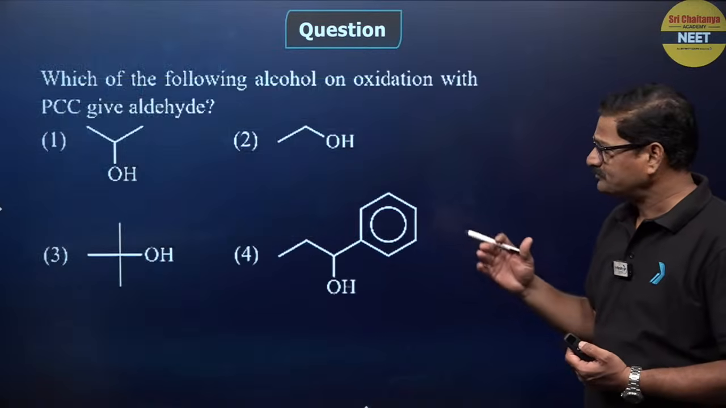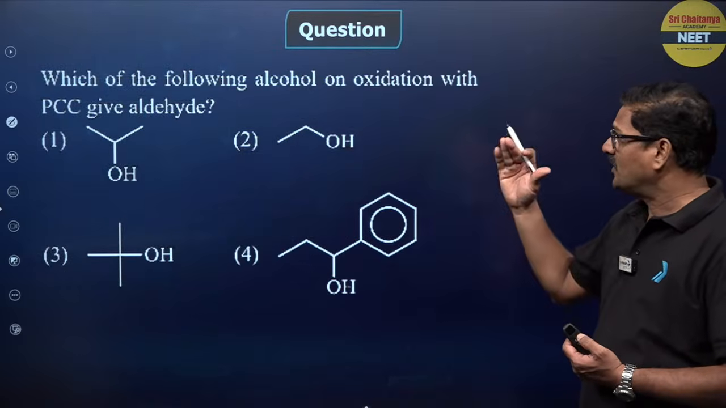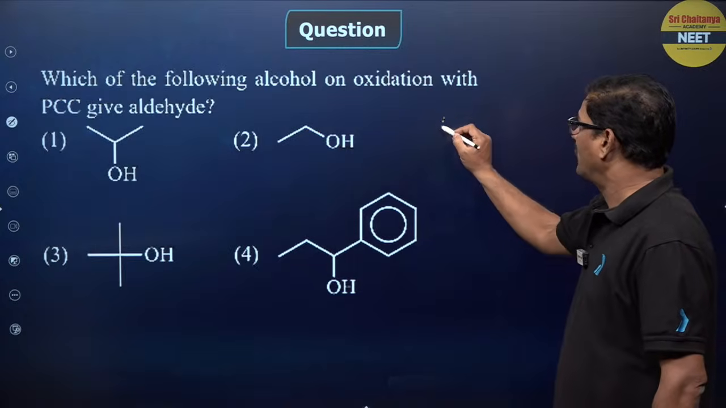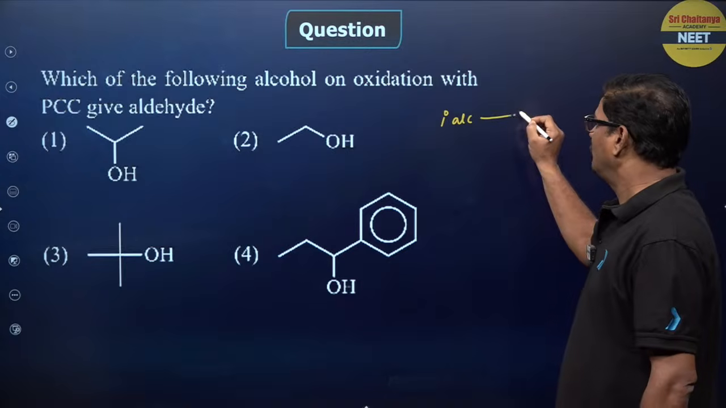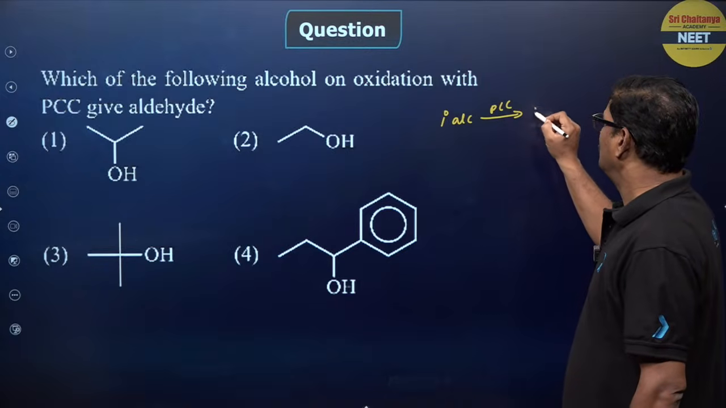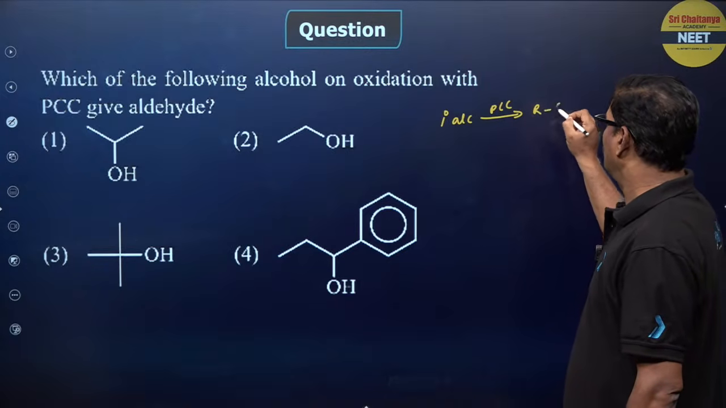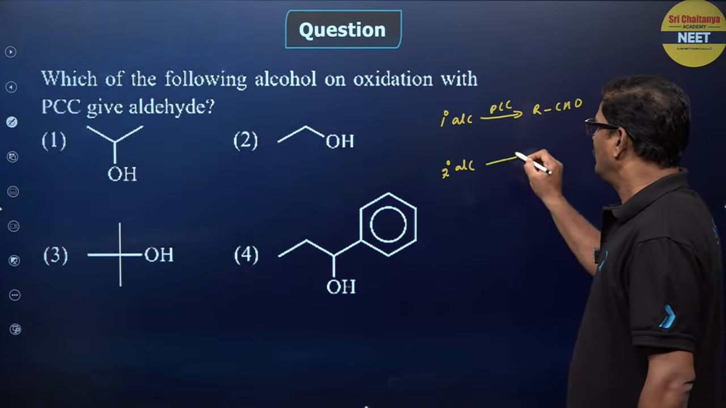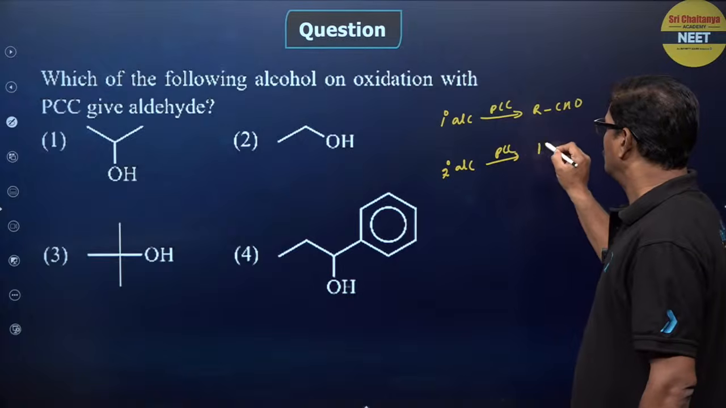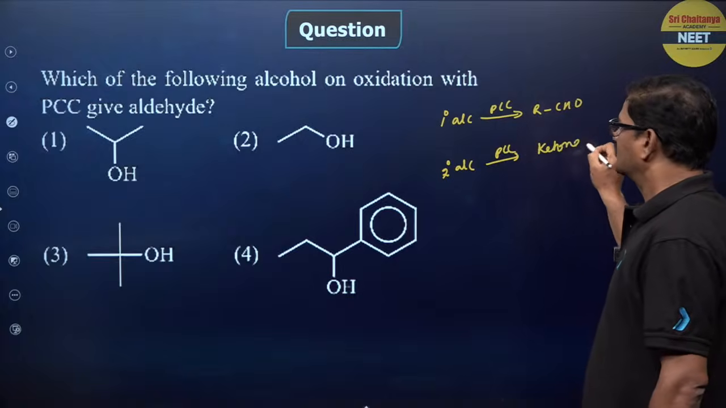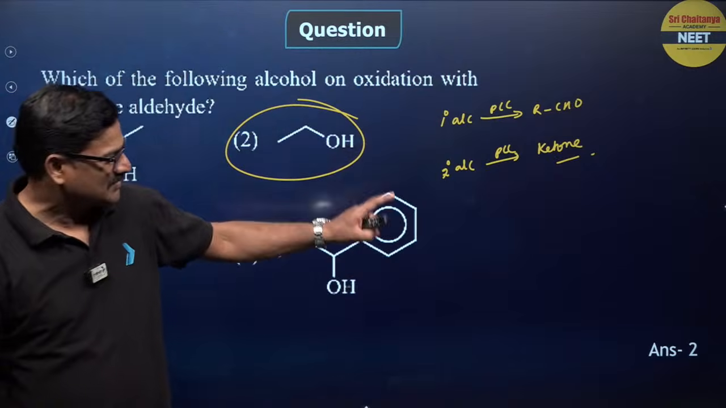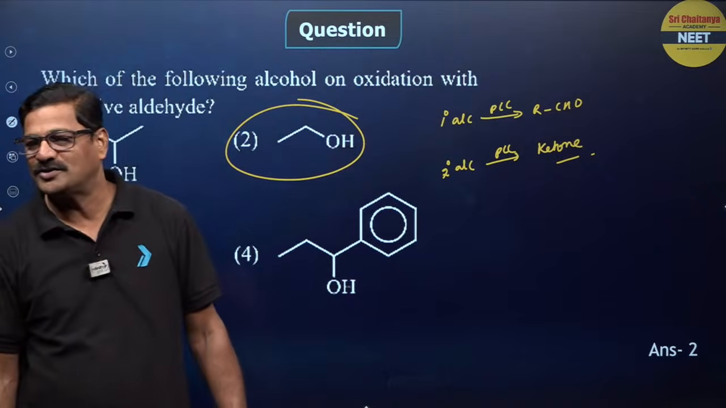Moving ahead, rapid fire. Which of the following alcohol on oxidation with PCC gives aldehyde? So primary alcohol with PCC, mild oxidation, you are going to get aldehyde. Secondary alcohol, when reacted with PCC, you are going to get a ketone. So who is the primary alcohol? Option 2 is the correct answer for this question. Are you getting or not, bacho?